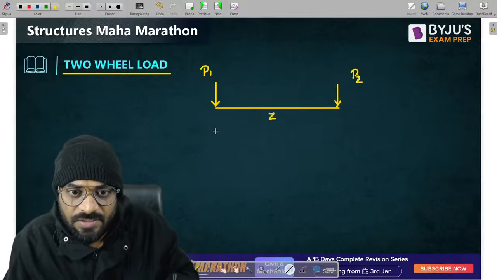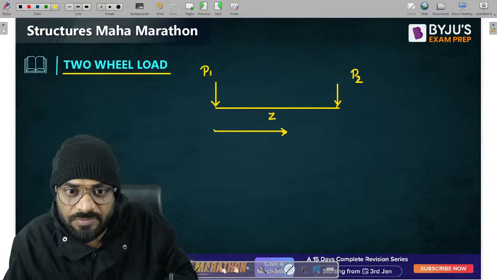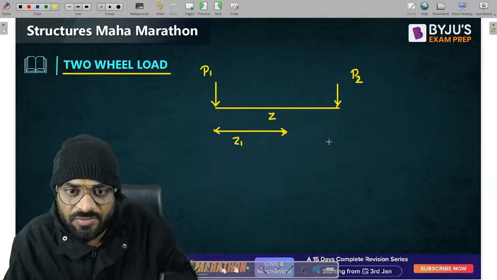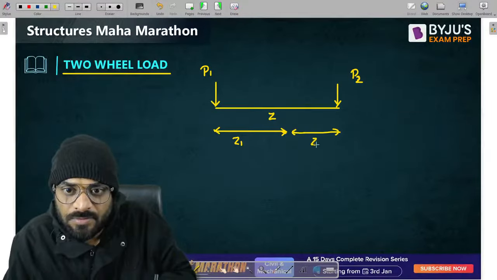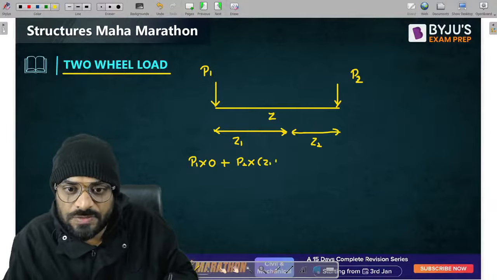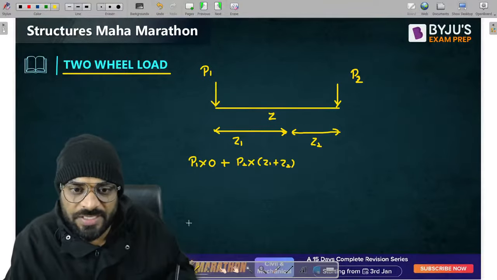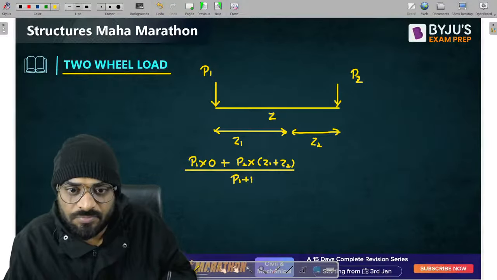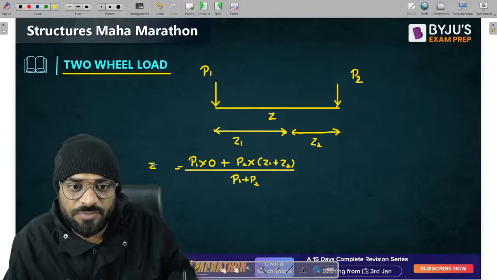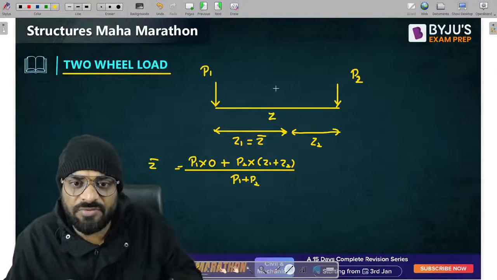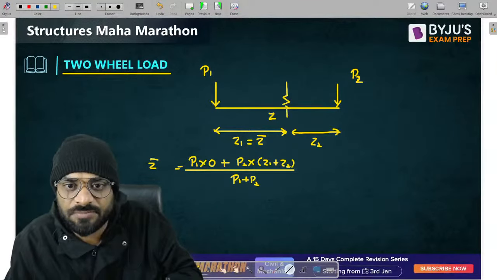Let us consider the CG is placed at a distance of Z1 from P1. So what we will write, guys, we have P1 into 0 plus P2 into Z1 plus Z2, or you can write it Z also, divided by P1 plus P2. So you will get the value of Z bar, but this Z bar is nothing but our Z1 itself, right? In this way, you can find out the CG of the load system, right?